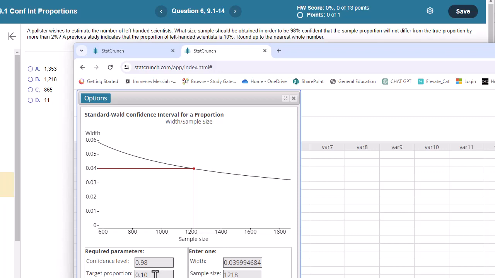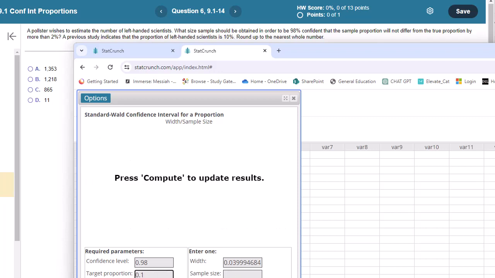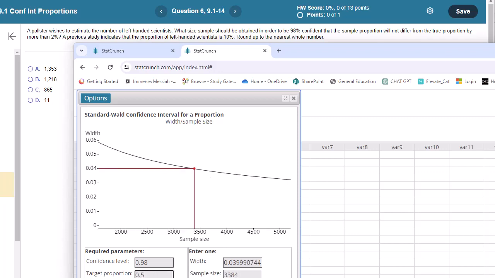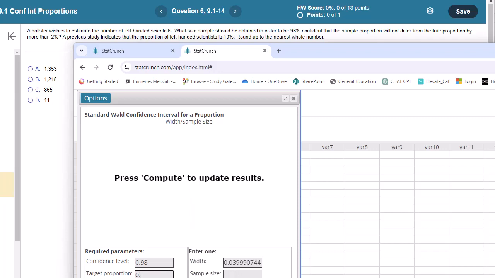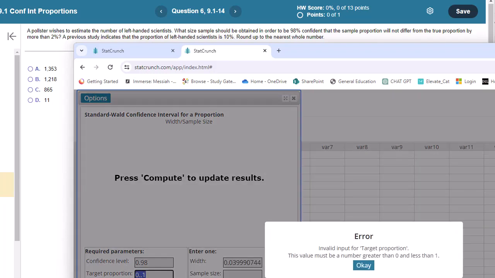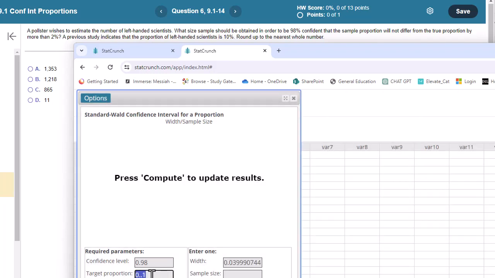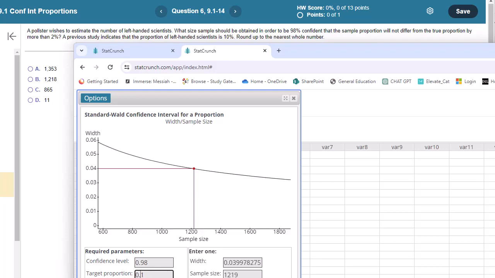Now let's suppose we didn't have that and we left it at 0.5. I would need 3,384. I mean, almost triple the sample size. But because I had a target proportion, if you ever get one, when you're actually doing these, you want to make sure you use it, because it can really save time, money, effort, all that.